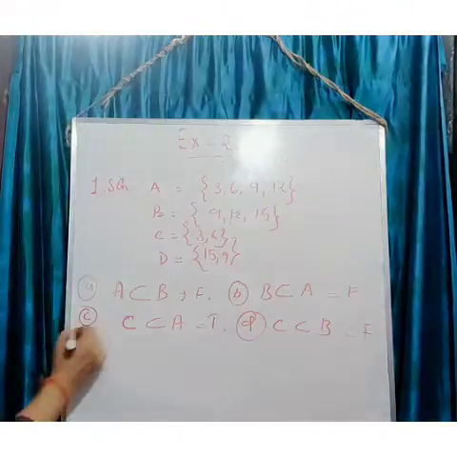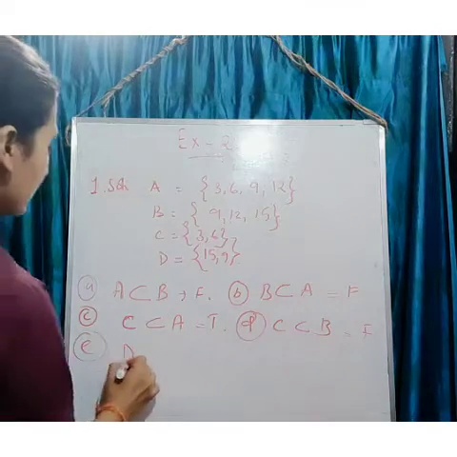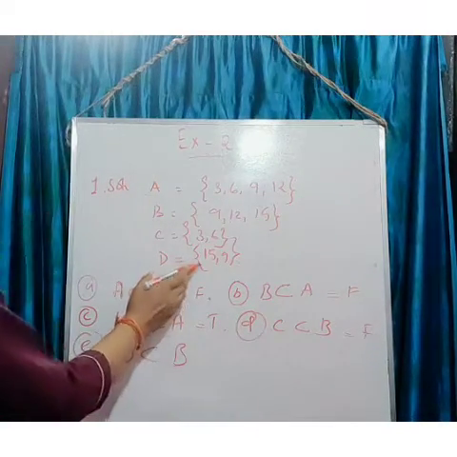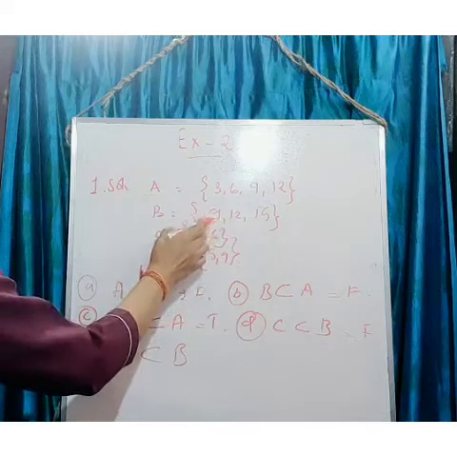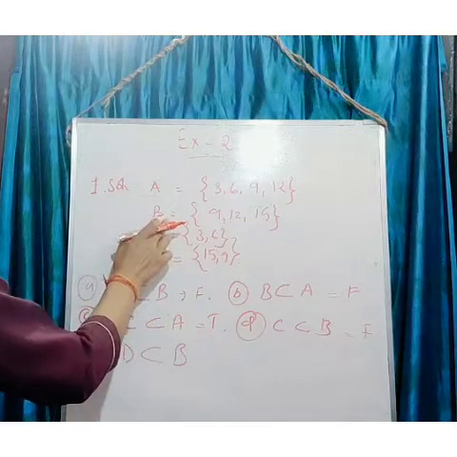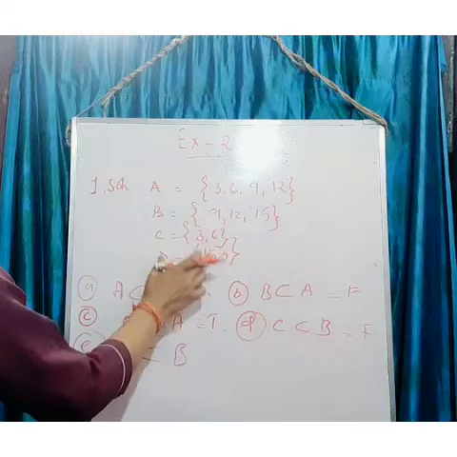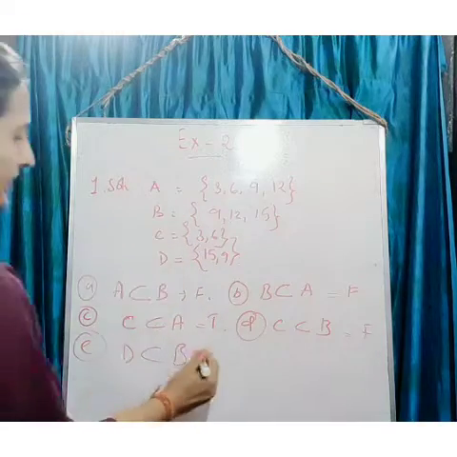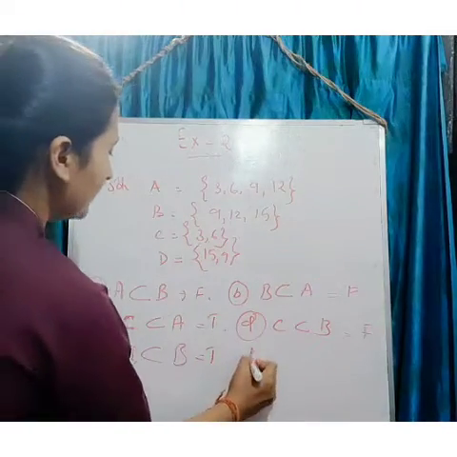Then E. D is a subset of B. So this is B. D is 15 and 9. Here you see, yes, 15 and 9 are present in set B, right? So D is a subset of B. So this is true.